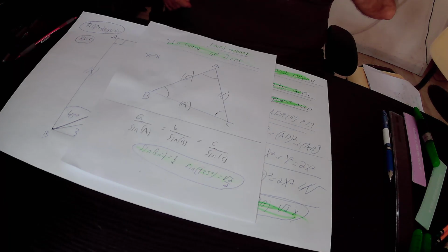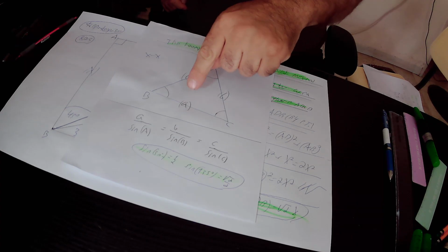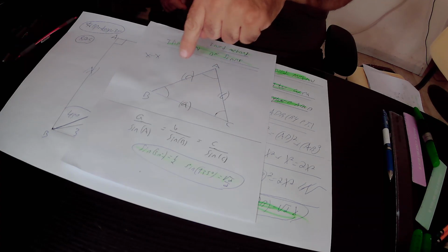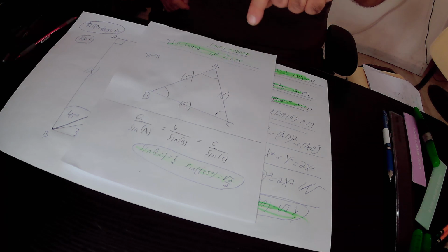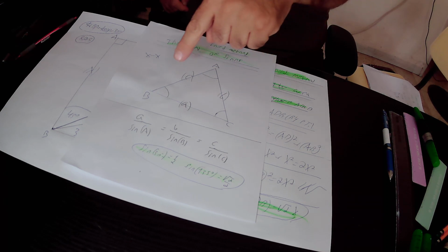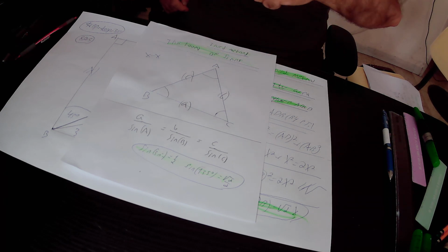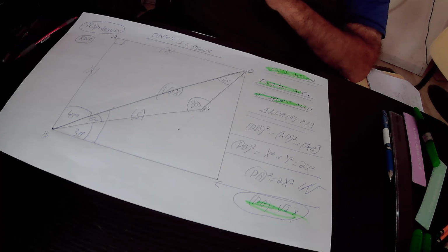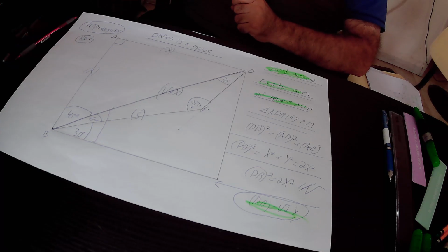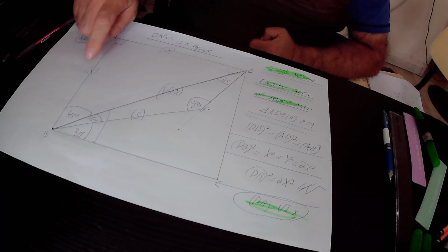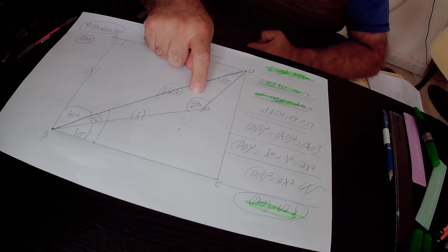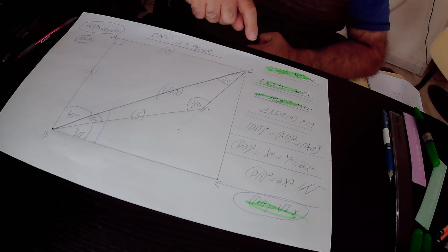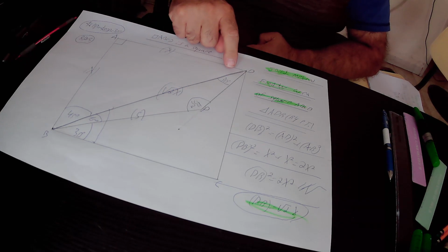So in this triangle ABC, that could be any triangle, according to the law of sines, the following equation is true: a over sine A equals b over sine B equals c over sine C. So we can implement the law of sines in our drawing. According to the law of sines, in triangle BDP, the following equation is true: DB over sine 135 degrees equals BP over sine 30 degrees.